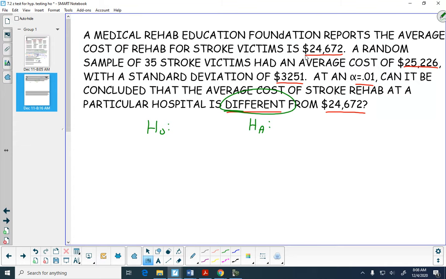So just like we did 3 days ago, on Monday, we started writing null and alternate hypothesis. What would be our null and alternate hypothesis here? Because what we want to conclude is whether the average cost of stroke rehab at a particular hospital is different than the 24,672. Okay, so write your null and your alternate hypothesis.